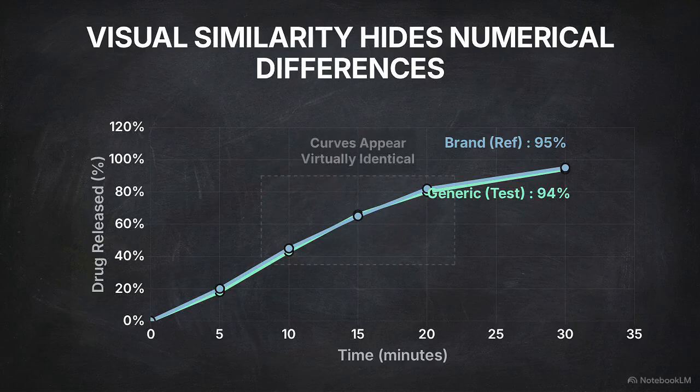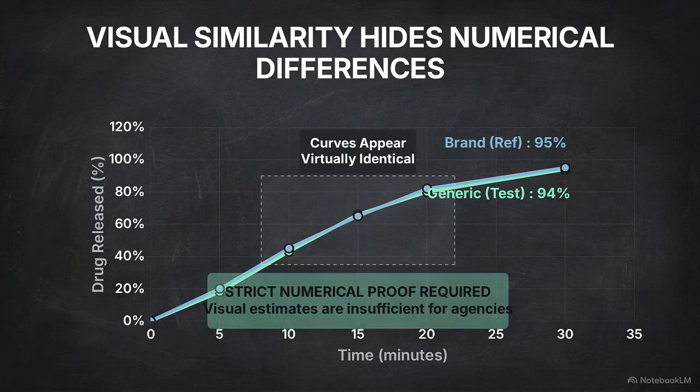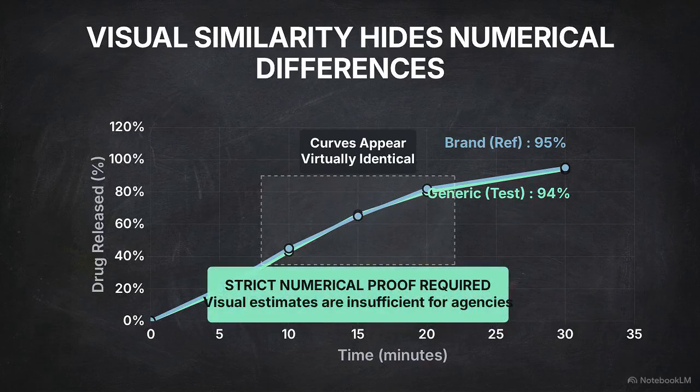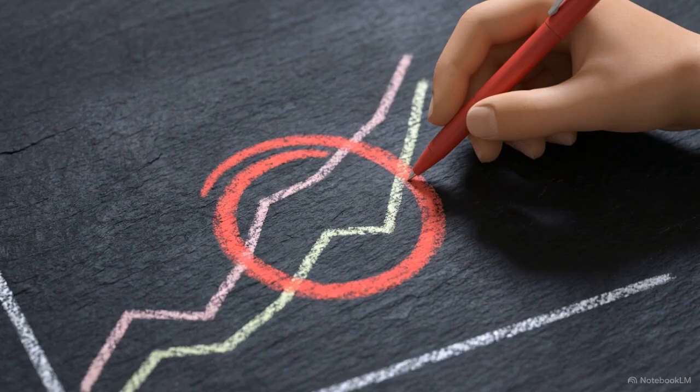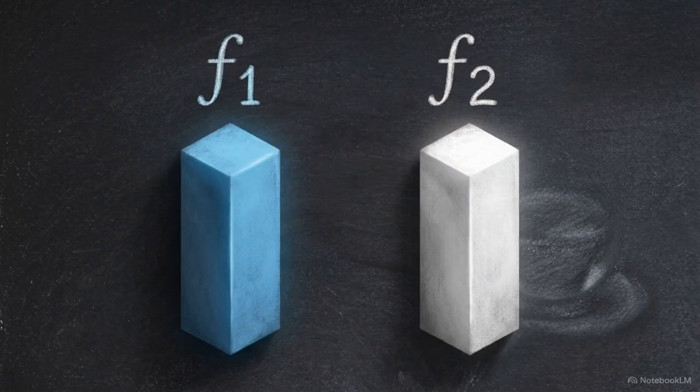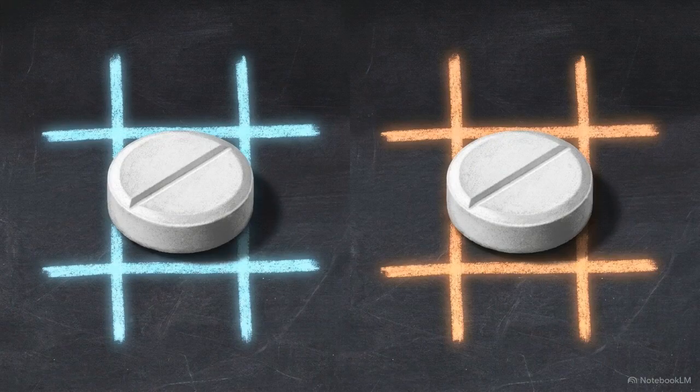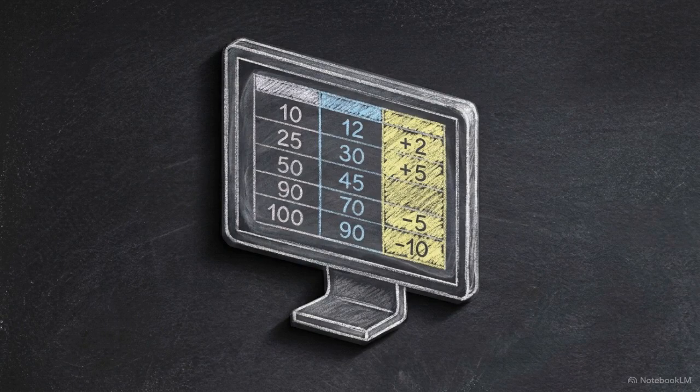To the naked eye, the two release curves look almost identical, but regulatory agencies demand strict numerical proof, not visual estimates. Visual similarity isn't enough to pass quality control. The data must be subjected to two strict mathematical stress tests. The first tool is called the difference factor, or F1. It calculates the relative error between the two products.